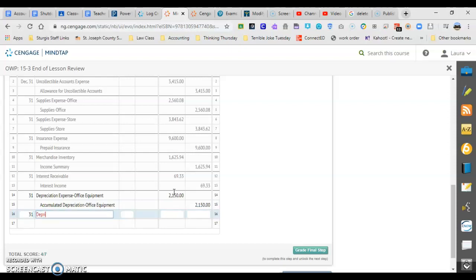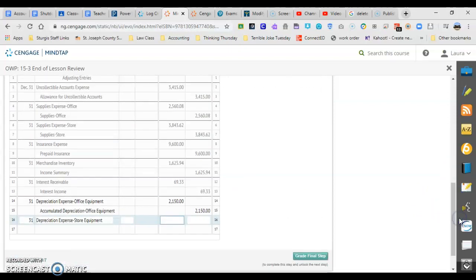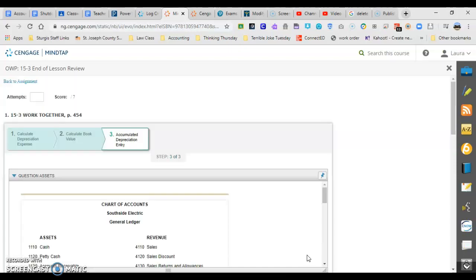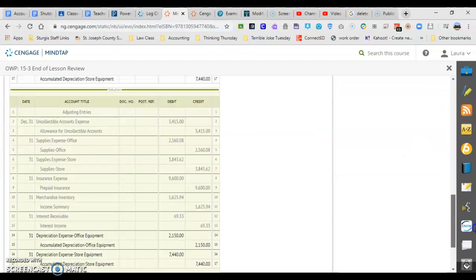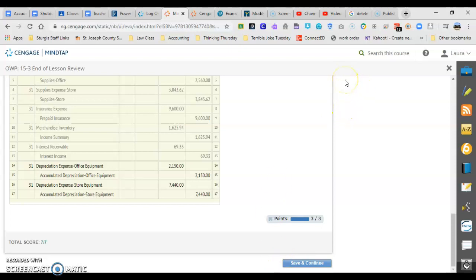And then we're going to do one for store equipment, and they tell you that amount is 7,440. Okay, so then you have those two adjustments there. So go ahead and do your, and that talks to you about depreciation a little bit, and do your depreciation adjustments and reinforcement.